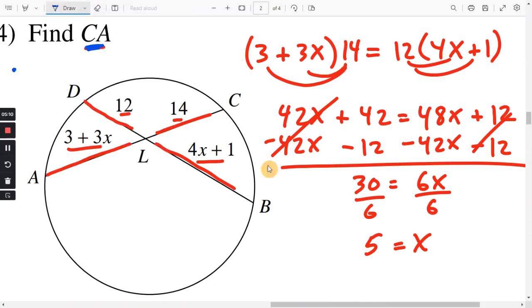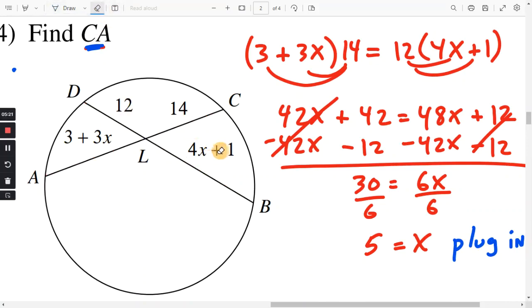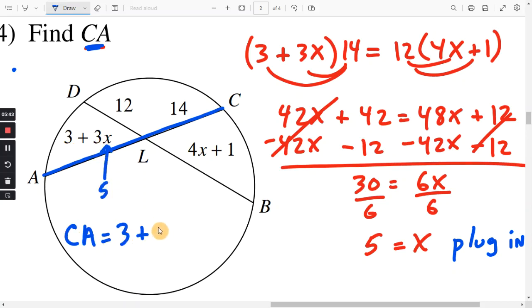They asked us to find CA, so we need to take that 5 and plug it in. All right, since we're looking for CA, which is this whole thing right here, I want to take x equals 5 and put it in right there. So CA is going to equal this whole thing added together. So 3 plus 3x is going to be 3 plus 3 times 5. And we also have to add this piece, which is 14.